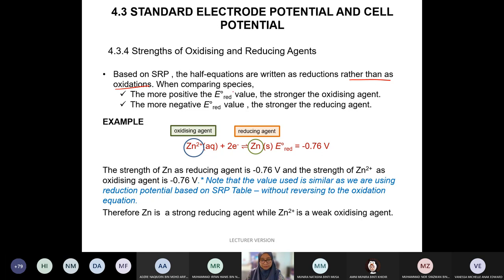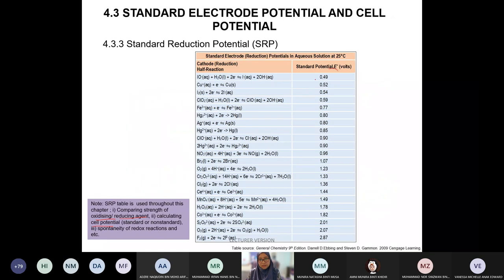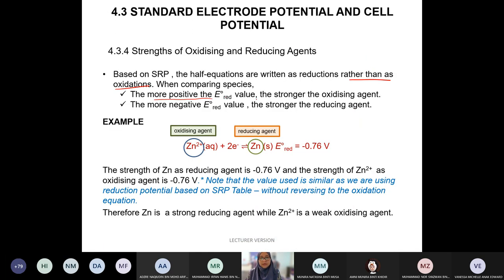So when you compare the species' values, as we had earlier, the more positive the E not reduction value, the stronger the oxidizing agent. These are all E not reduction. If the value is very positive, it means the species itself likes to undergo reduction. The more positive the value, the more it likes to undergo reduction. If it likes to undergo reduction, it is itself the oxidizing agent, the stronger the oxidizing agent.